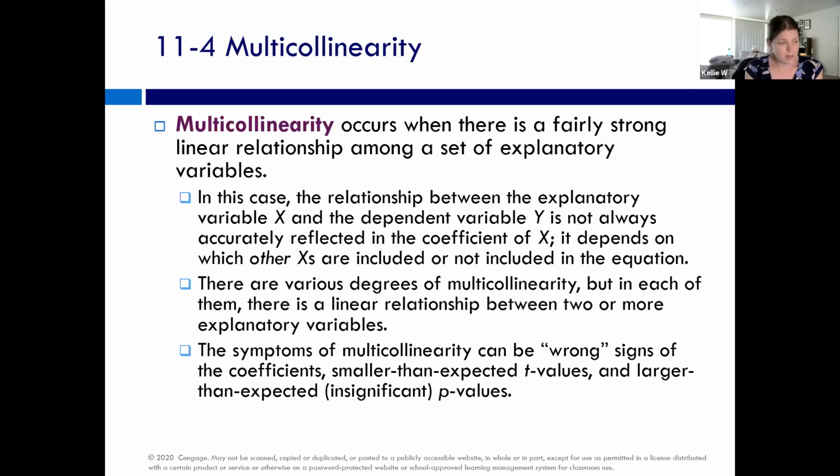All right, go back to multicollinearity again. It's a fairly strong linear relationship among the explanatory variables. There are multiple degrees of multicollinearity, but in each of them, there's a linear relationship between two or more of the explanatory variables. Sometimes you can have a bunch of variables that are collinear with each other. And so you'd have a high degree of multicollinearity in your regression.